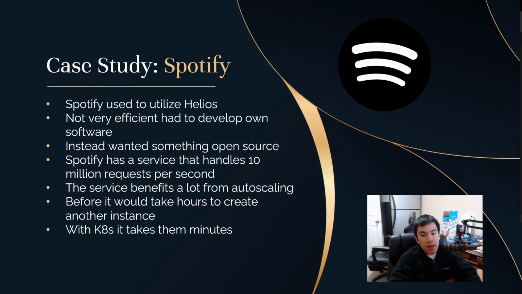So, fun company first. Let's talk about Spotify. Spotify, in particular, had their own container orchestration system called Helios. However, it was not efficient to develop their own container system, and they decided to instead adopt something else that was supported by a much bigger community. They stated they wanted the added velocity and reduced costs and also to align with the rest of the industry on best practices and tools. And the biggest success that they saw with migrating to K8s, or Kubernetes, is that a service currently running on K8s handles 10 million requests per second.